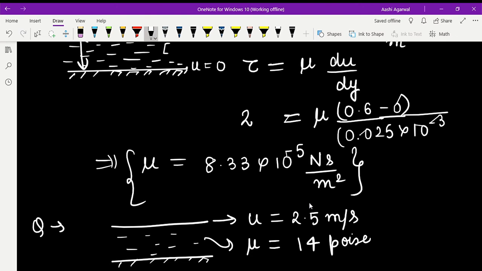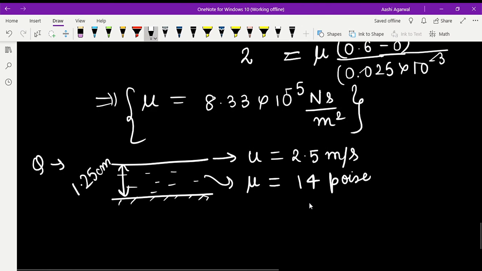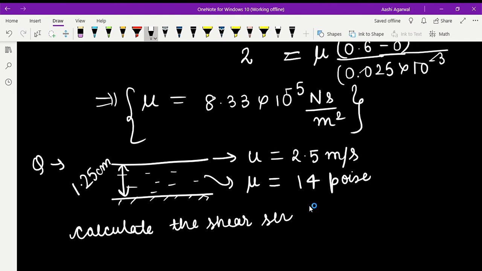Viscosity of the fluid is also given, and the distance between these two plates is 1.25 centimeters. So you have to calculate the shear stresses generated in the fluid. So definitely shear stress will be generated.